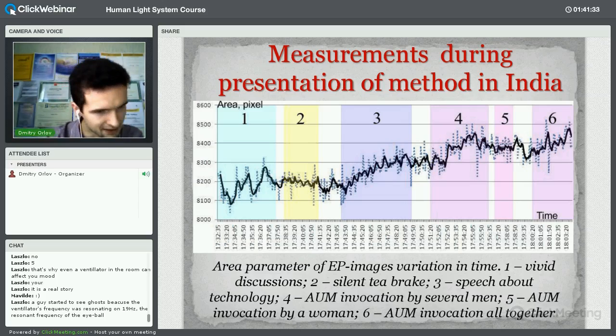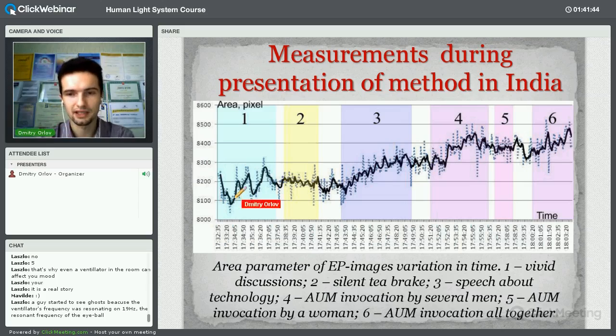Oh yeah, 19 hertz, yeah. So no, we were using 20 hertz in our experiments. That's not infrasound yet. Okay, so you see that, for example, the deviation of the signal, there were vivid discussions and everybody was arguing.